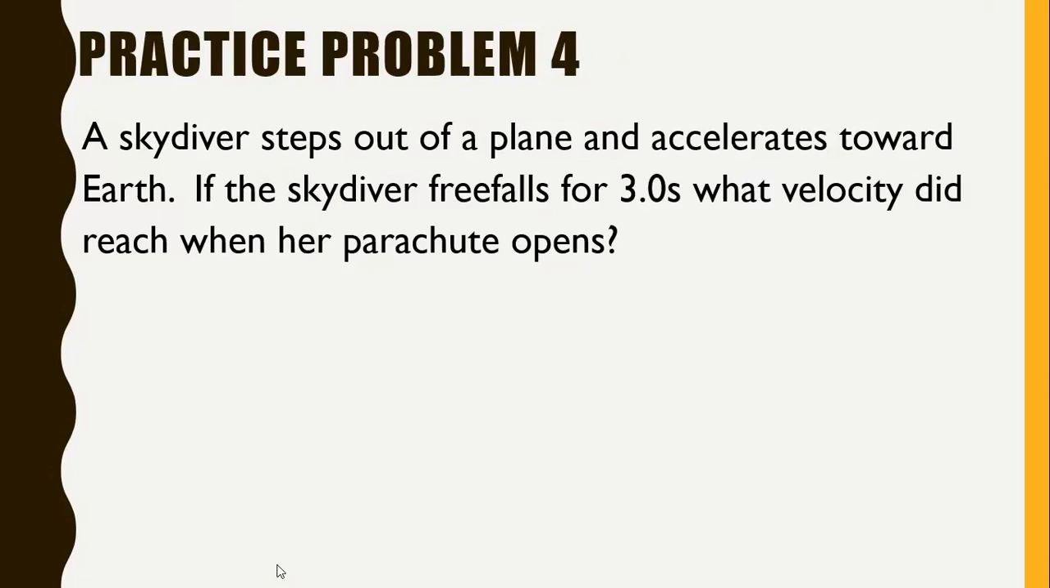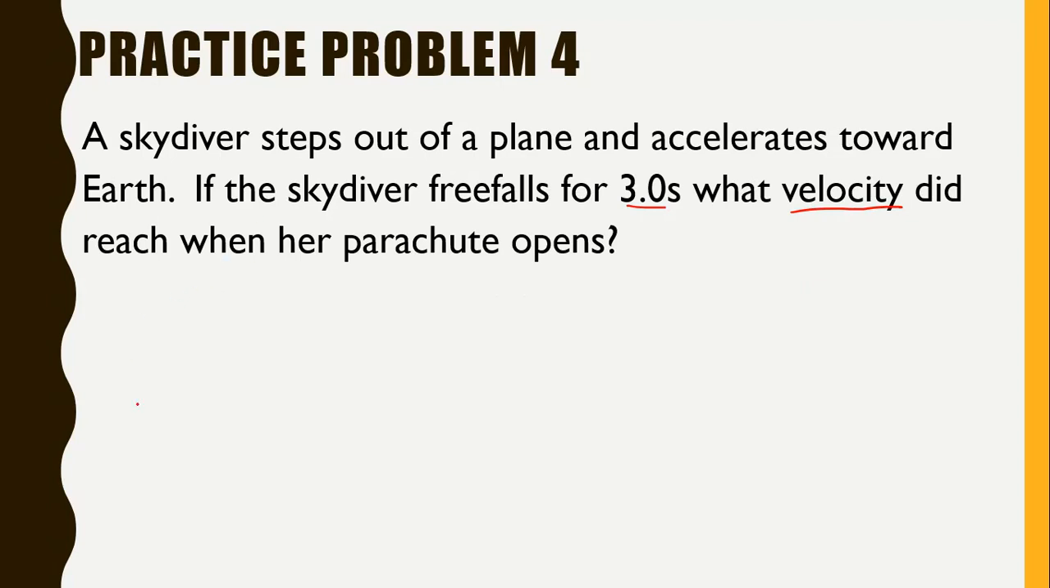So whenever we have a question where something is falling, we are always going to use the value 9.81 meters per second squared downward, or is there another way I can represent that? Negative 9.81 meters per second squared. So let's take a look at an example. A skydiver steps out of a plane and accelerates toward the Earth. If the skydiver free falls for 3 seconds, what velocity does the skydiver reach when the parachute opens?